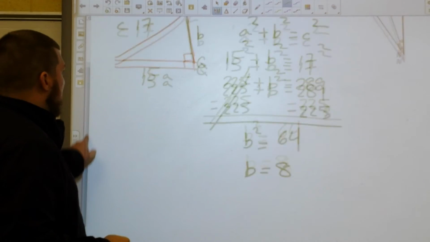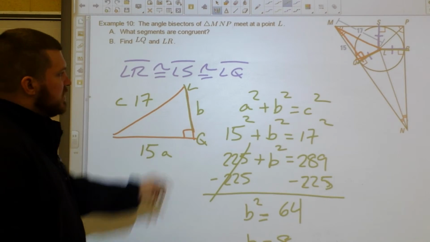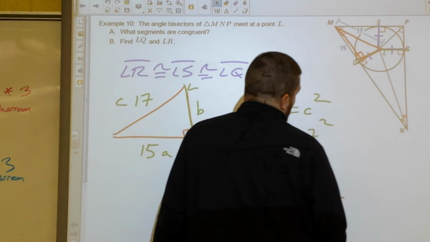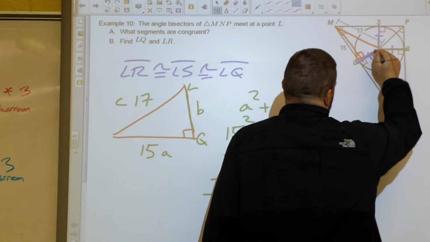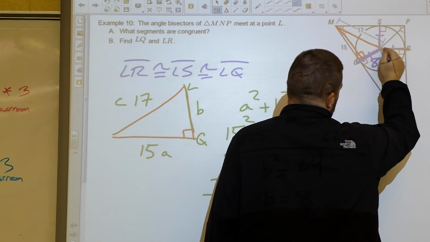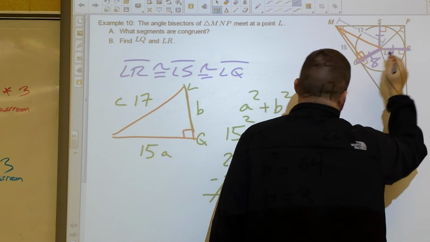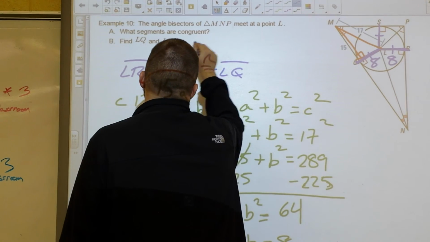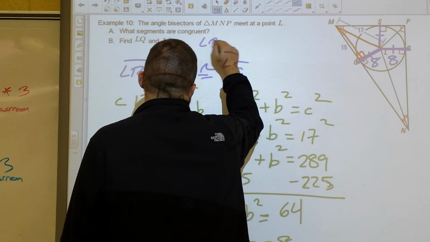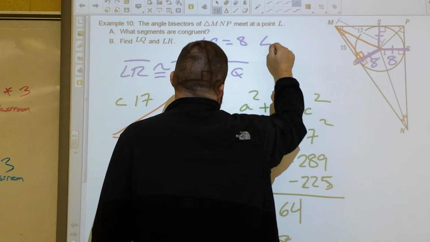So since LQ is 8, and we know that LQ is congruent to LR, that means LR also has to be 8. So both of these sides are 8.